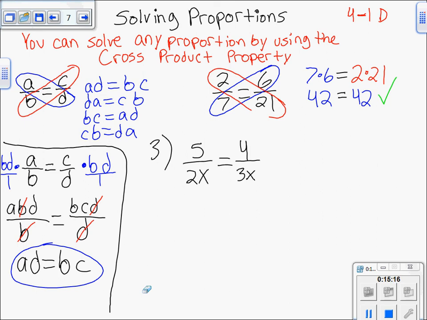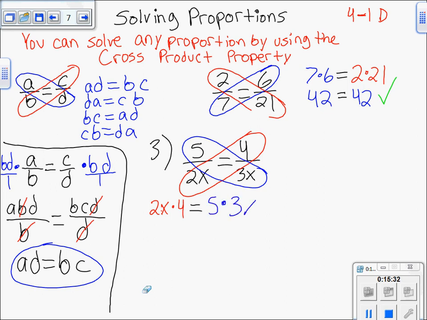So we've got 5 over 2x equals 4 over 3x. We're still going to use the cross product property. So we're still going to do 2x times 4, so 2x times 4. We're going to set that equal to 5 times 3x. Again, the order you write them in down here doesn't matter because 2 times 4 is the same thing as 4 times 2. They both equal 8. Well, in this case, 8x.